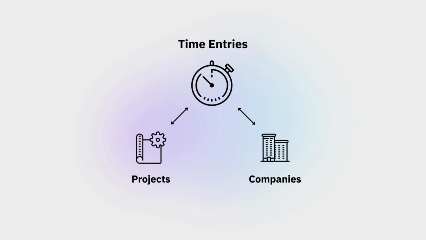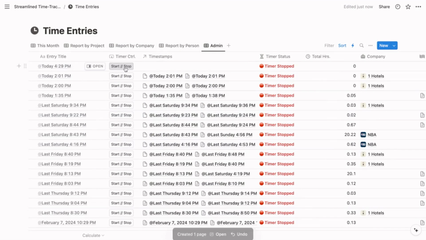Now for the more advanced Notion users, let's take a quick look at what's happening under the hood. There's another database at work behind the scenes. It's called timestamps. And when you start or stop the timer for a time entry, it creates a new timestamp that's related to that time entry. So if an entry has an odd number of timestamps, it's running. And if the timestamp count is even, it's stopped.